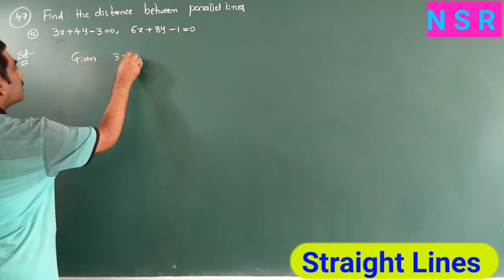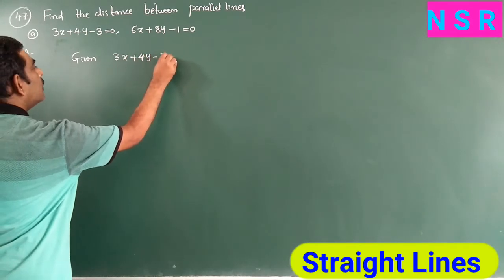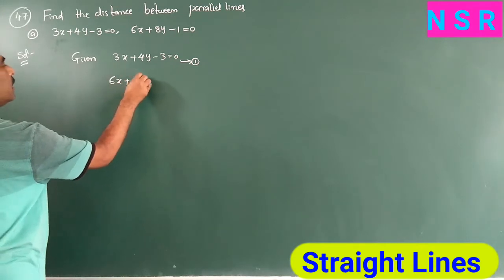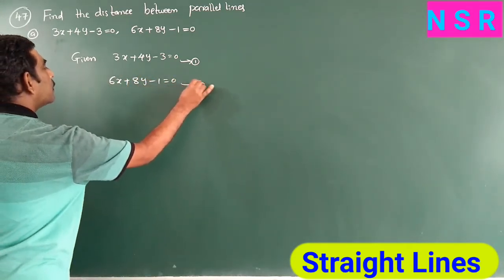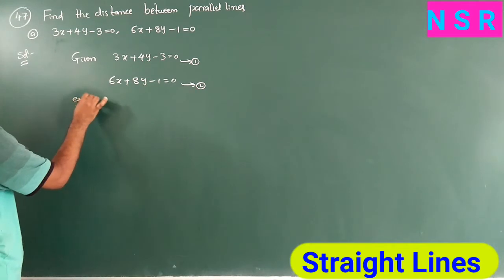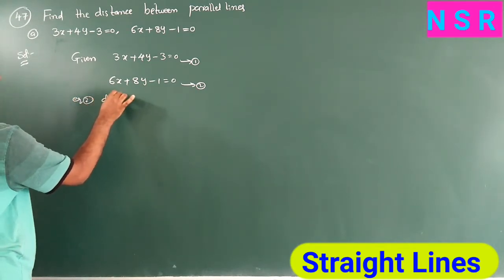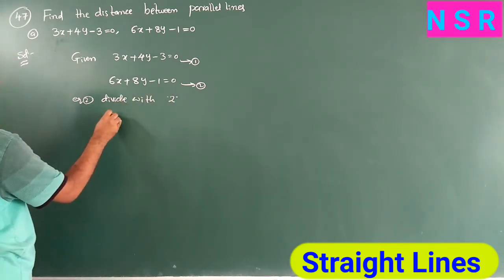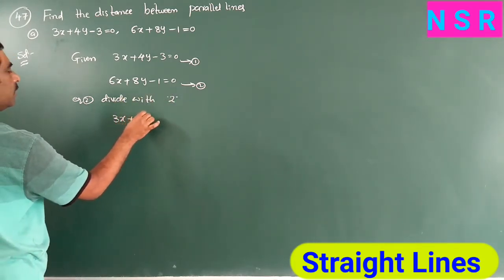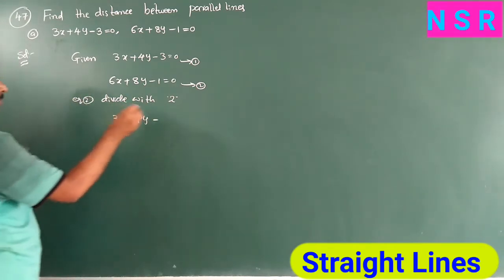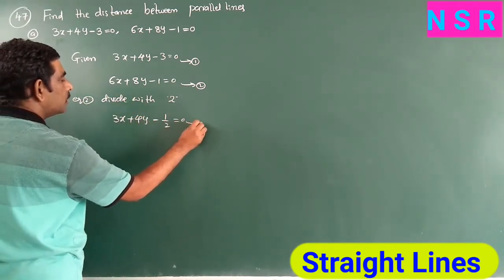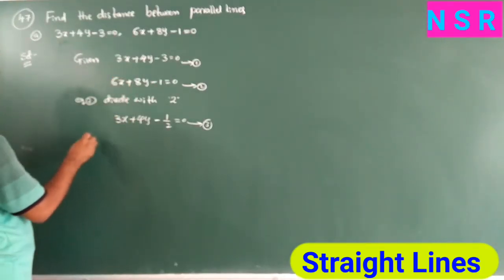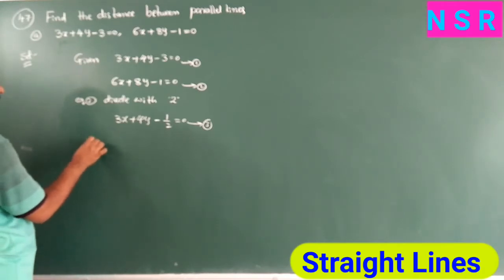So given 3x plus 4y minus 3 equal to 0, and the next one is 6x plus 8y minus 1 equal to 0. Divide the second equation by 2. So we get 3x plus 8y by 2, that is 4y, minus 1 by 2 equal to 0. Take it as equation number 3. Now equations 1 and 3 are parallel. Now find the distance between parallel lines.